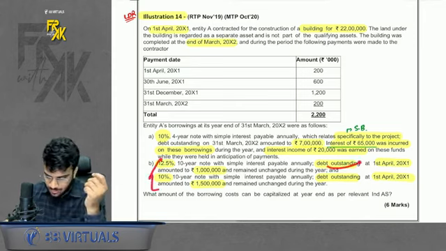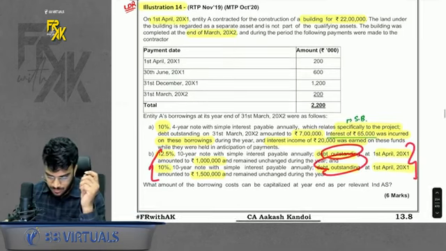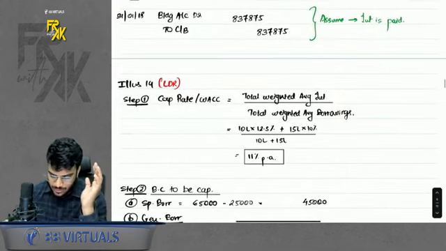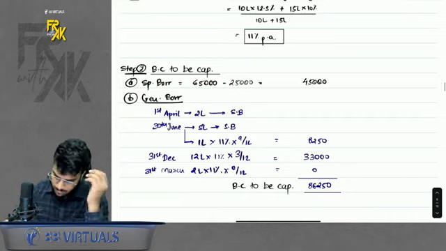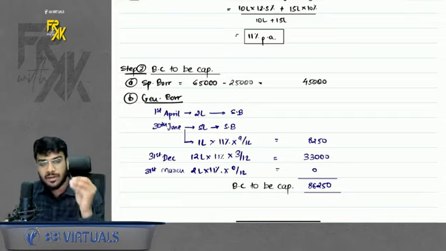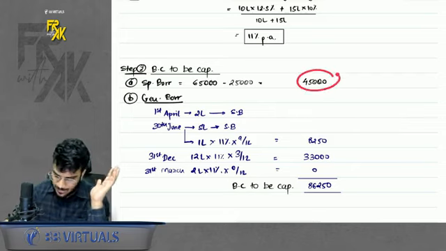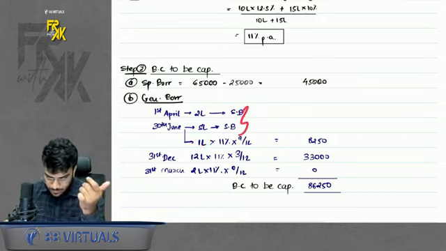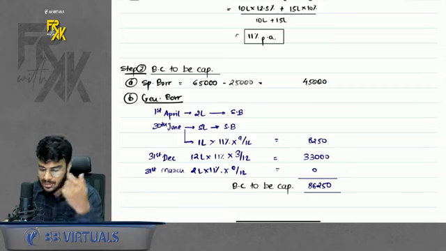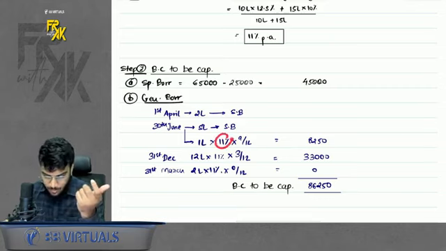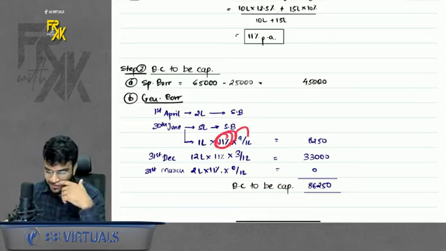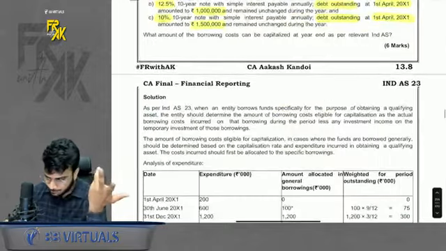Then you have these two general borrowings. For general borrowing, find the capitalization rate. How will you solve this? Find the capitalization rate, 11%. First, whatever expenditure you incur will be funded by the specific borrowings, so the full specific borrowing interest will be capitalized. For the remaining, which were not funded by specific borrowing, you will use general borrowing. So general borrowing expenditure into general borrowing capitalization rate into the number of months you will do it. Simple. Borrowing cost to be capitalized.